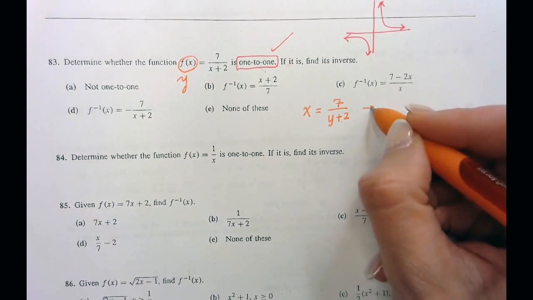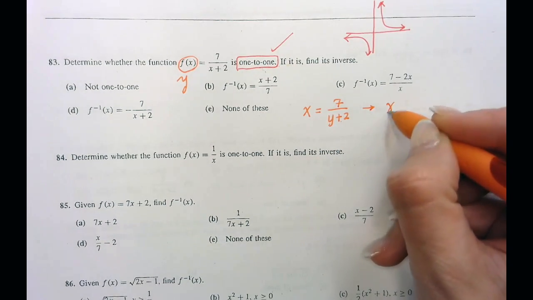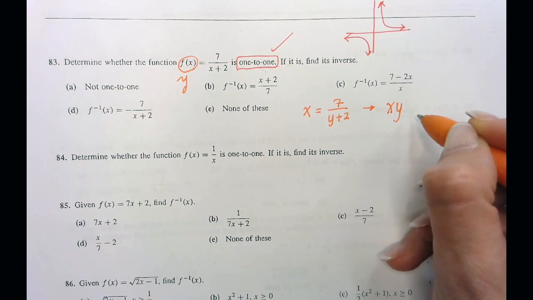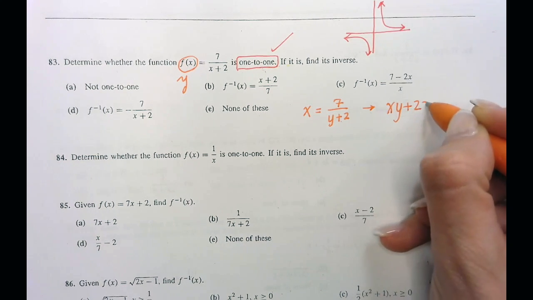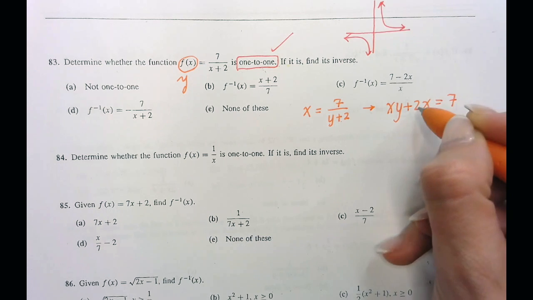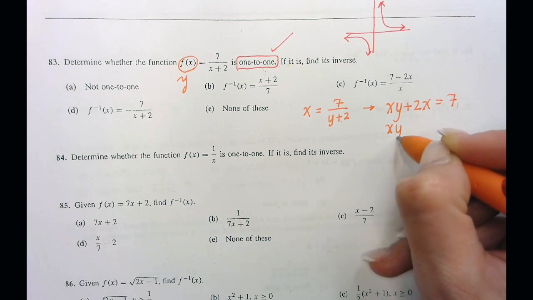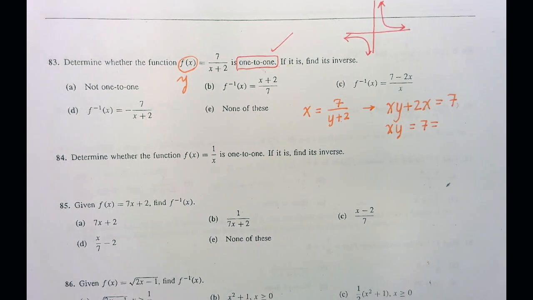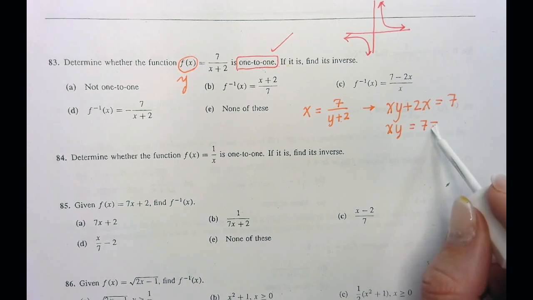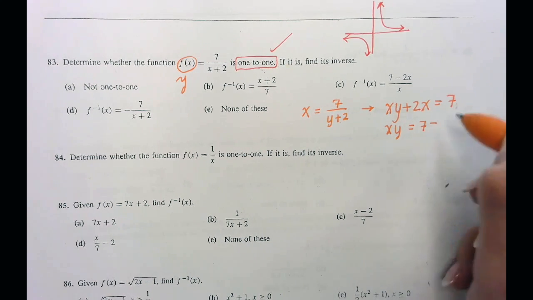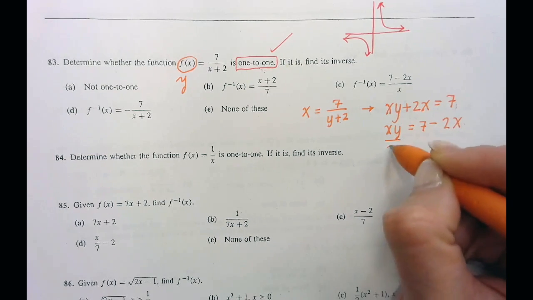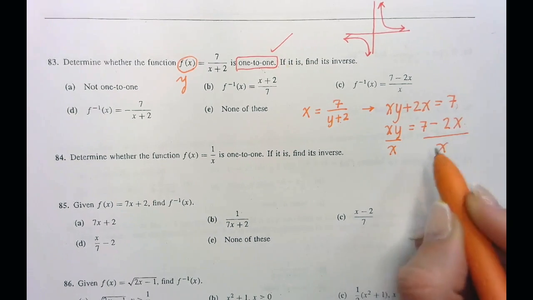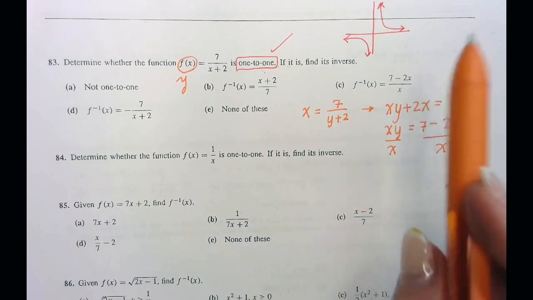That gets us, I'm just going to draw an arrow because I can't really go this way. X, I'm distributing the x. xy plus 2x is equal to 7. Subtracting the 2x. xy equals 7 minus, no, it's not a minus sign, 7 minus 2x. And then, in the next step, I'm just going to divide by x. So 7 minus 2x over x, right there.